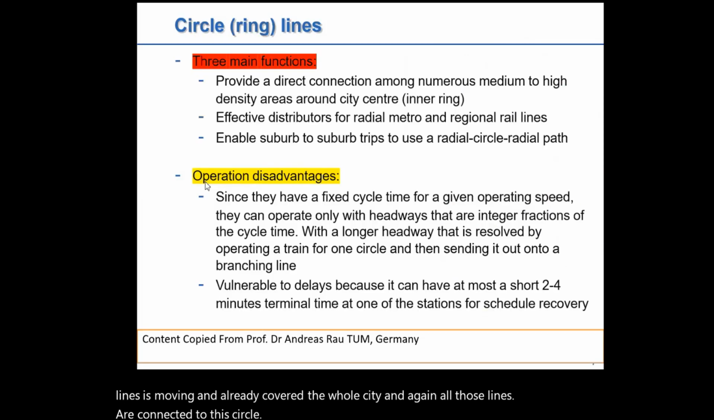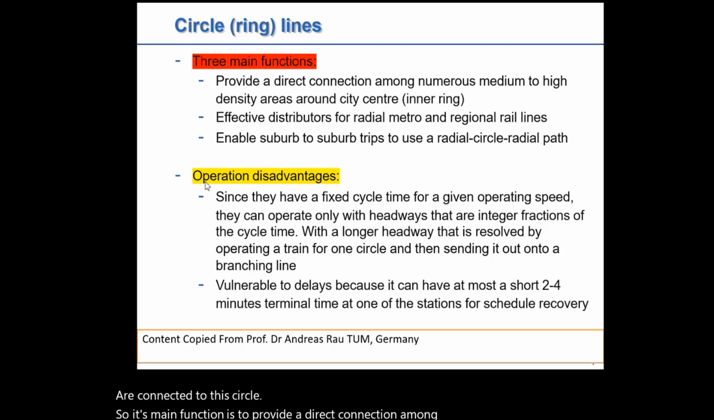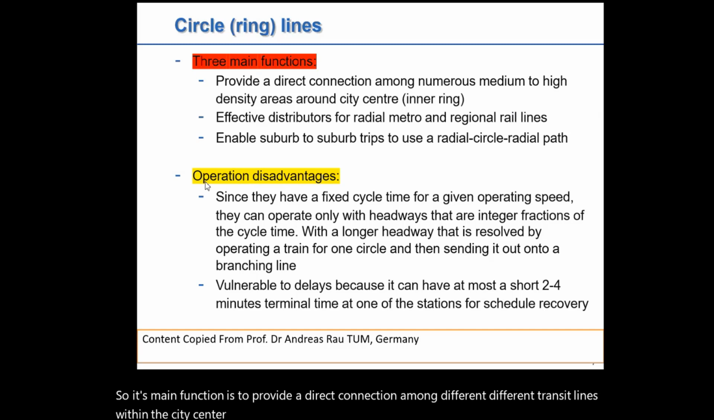Okay. So its main function is to provide a direct connection among different transit lines within the city center through the inner ring. Number five.